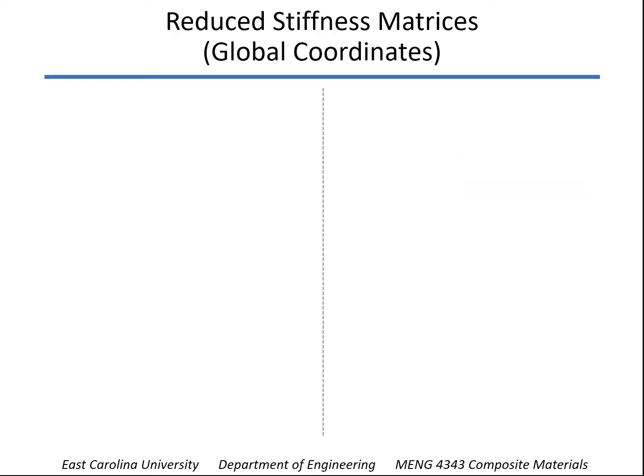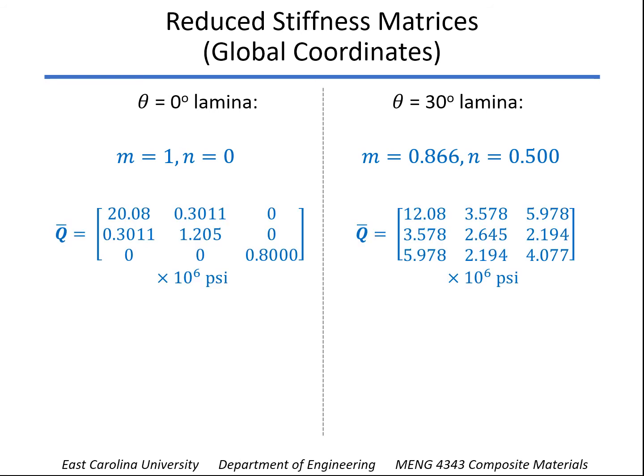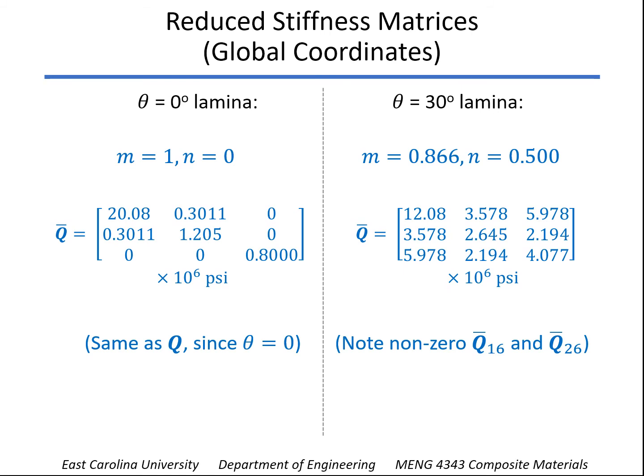But now when we want to do the Q bar matrix, that is the reduced stiffness matrix in the global coordinates, then we have to transform those. Now, of course, for the 0 degrees, the cosine of 0 is 1 and the sine is equal to 0. And there's the cosine and the sine of a 30-degree lamina. And so we plug into our equations that we came up with last time, those lengthy equations for the Q bar matrix that you'll end up putting in a spreadsheet pretty soon. And of course, the Q bar matrix for the 0 degree is exactly the same as the Q matrix. Whereas for the 30 degree Q bar matrix, you can see the terms that are there. And again, all of these are in million psi.